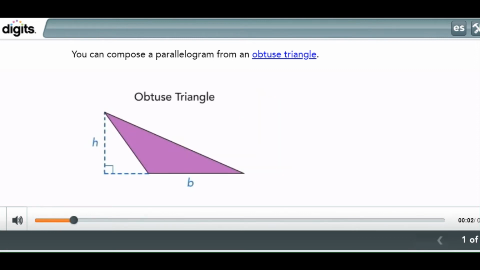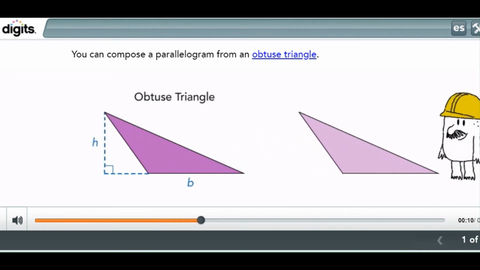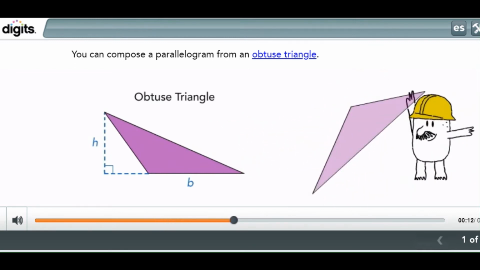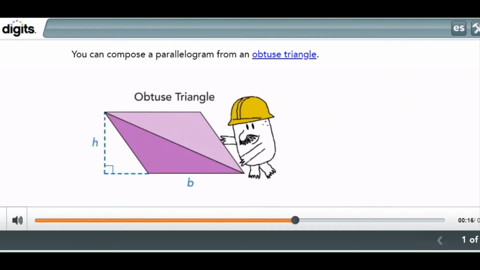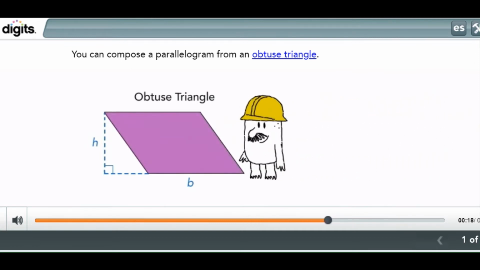Suppose you have an obtuse triangle with height h and base b. To compose a parallelogram, first, make a copy of the obtuse triangle. Rotate the copy, and then push the triangles together to form a parallelogram. So you can use an obtuse triangle to compose a parallelogram with the same base and height as the obtuse triangle.